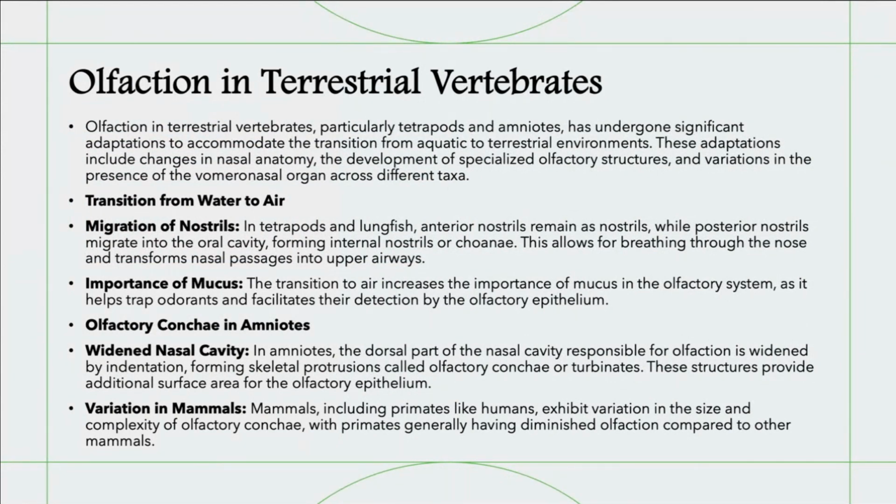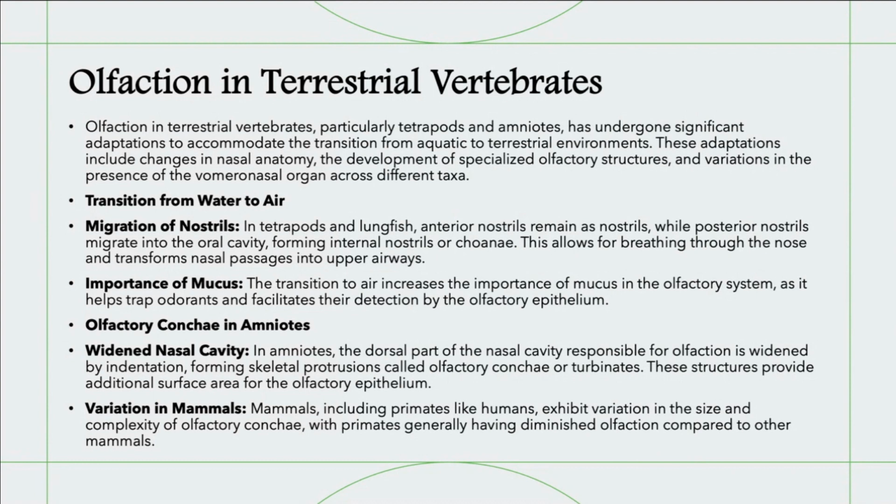So terrestrial vertebrates, specifically tetrapods and amniotes, have gone through significant adaptations to accommodate transition from the aquatic to terrestrial environments. These adaptations include changes in their nasal anatomy and their development of specialized olfactory structures and the differences in whether they actually have a vomeronasal organ or not.